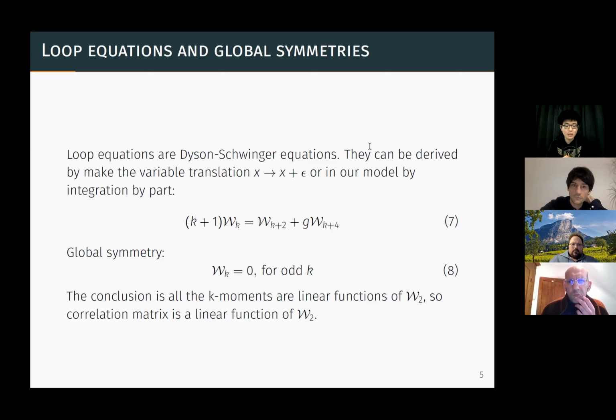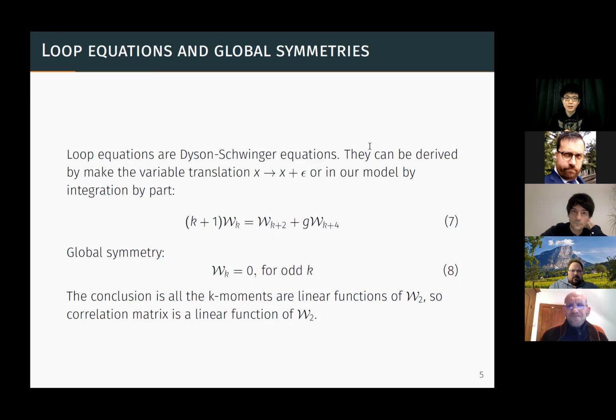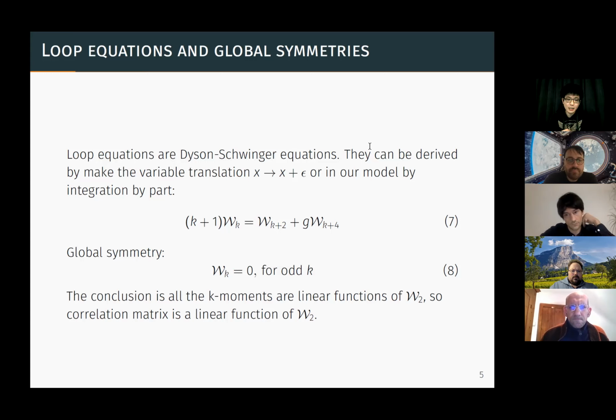Global symmetry seems very trivial in this case, but the equations are actually independent from the loop equations, or the series of equations from integration by parts. So for numerical efficiency, we had better impose it. So after imposing the loop equations and the global symmetries, we can see that all the higher moments are linear functions of W2 actually.